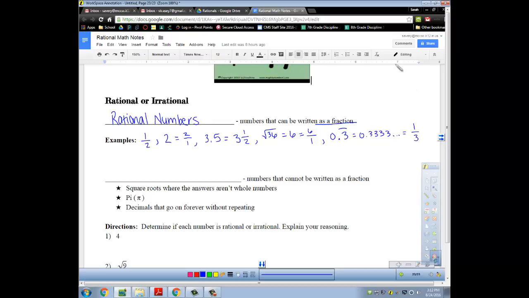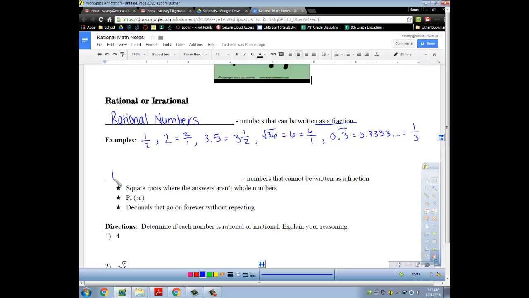So fractions are good. Whole numbers are good, and they can be negative. Rational numbers can be negative. 3.5 is fine because it's a terminating decimal. Square root of 36 is fine because I can turn that into a whole number and then turn that into a fraction. And repeating decimals are fine.